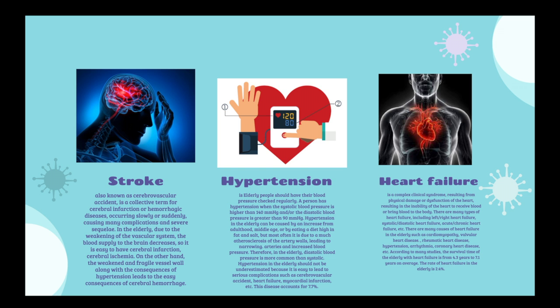The next one is hypertension. Elderly people should have their blood pressure checked regularly. A person has hypertension when the systolic blood pressure is higher than 140 mmHg and the diastolic blood pressure is greater than 90 mmHg. Hypertension in the elderly can be caused by an increase from adult or middle age, or by eating a diet high in fat and salt, but most often it is due to atherosclerosis of the arterial walls, leading to narrowing of the artery and increased blood pressure.